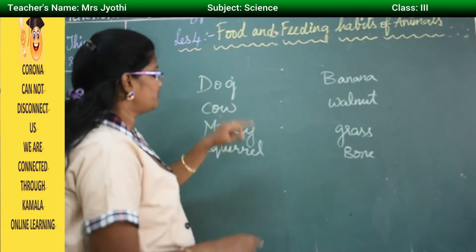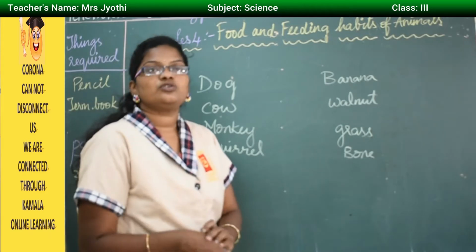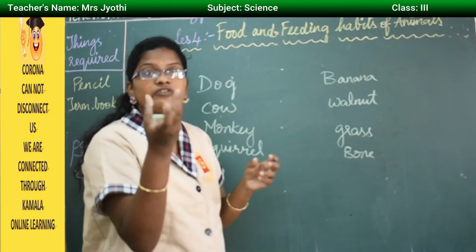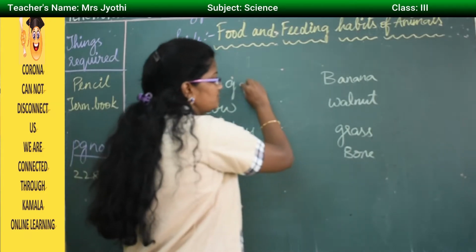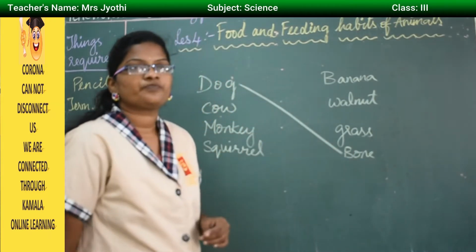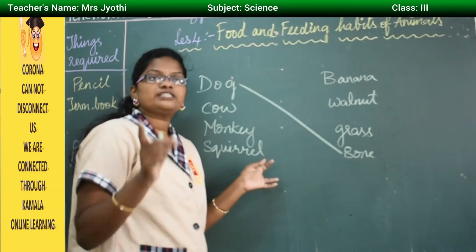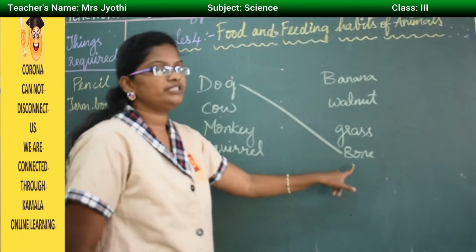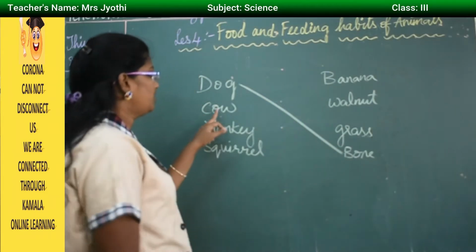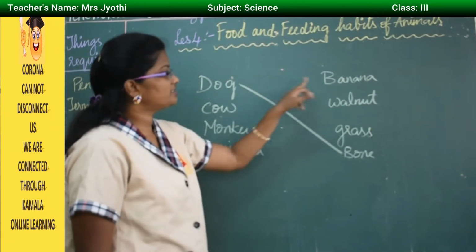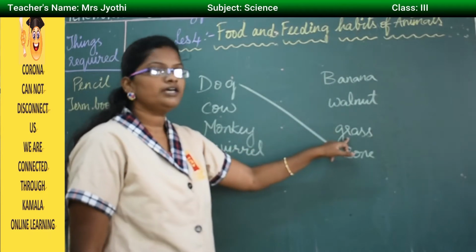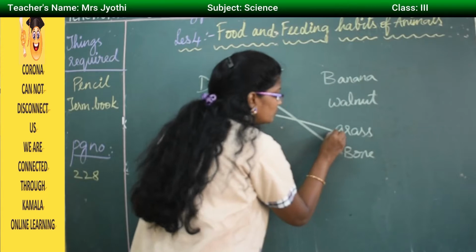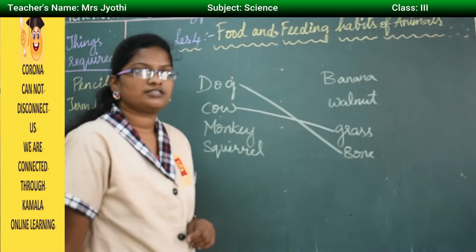Now if you look at the first one, it is dog. Everyone knows whenever somebody shows a picture of a dog, in its mouth there will be a bone. So match the dog with the bone. As I already told you, match it with pencil and scale. Then cow. What does a cow eat? Does it eat bananas, walnut or grass? It eats grass. So match cow with grass.